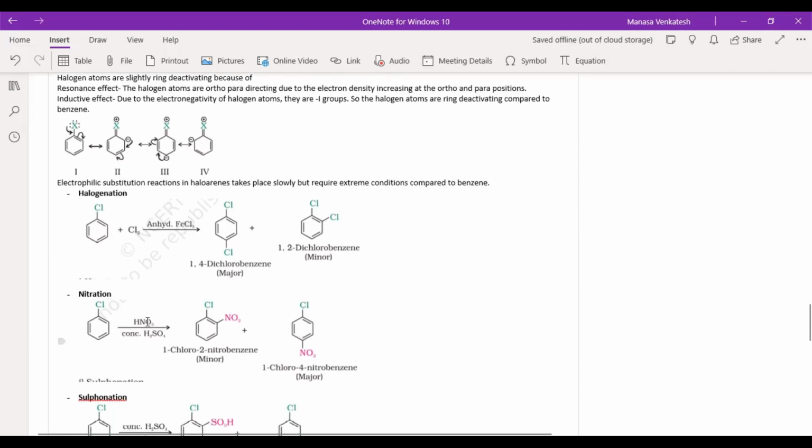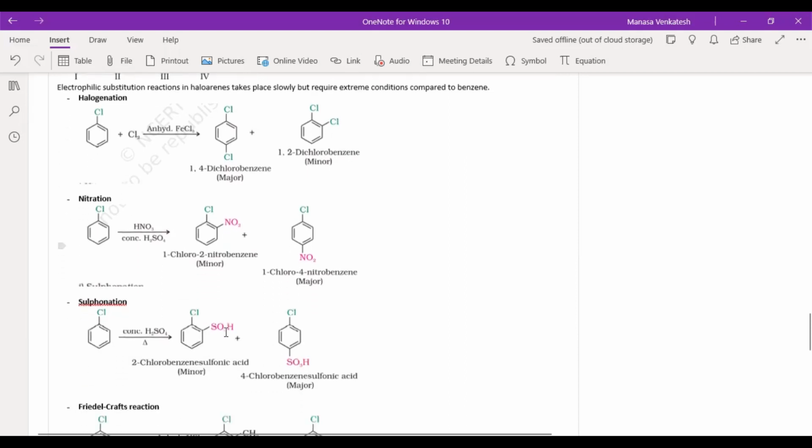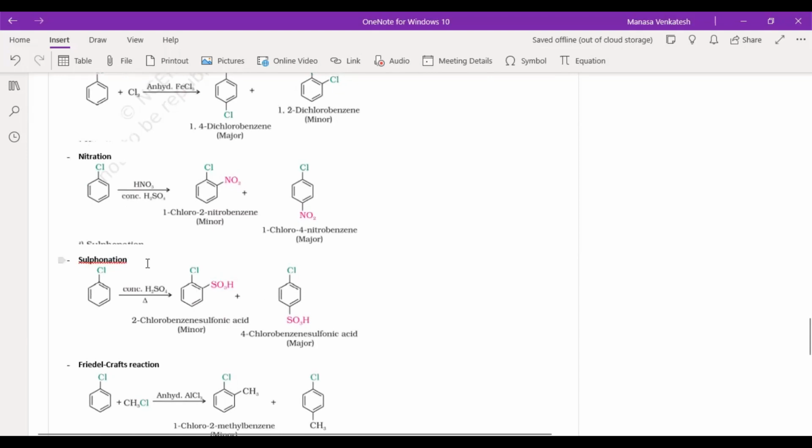In the case of nitration, it's going to react with concentrated HNO3 and concentrated H2SO4, leading to the formation of a nitro compound. And the nitro group is going to get substituted at the ortho and the para positions respectively. Next is the sulfonation reaction. You have the reaction with concentrated H2SO4 leading to the formation of benzene sulfonic acid. And again, you have two products, para and ortho.